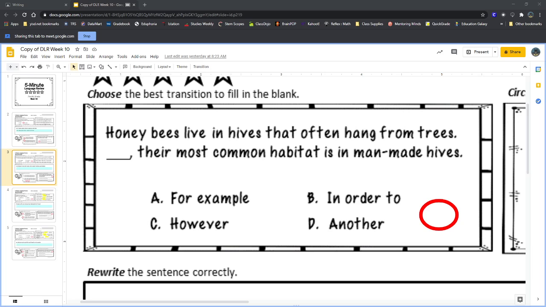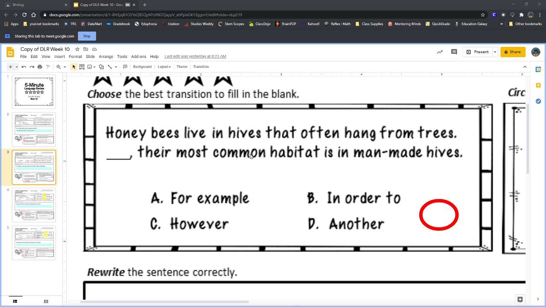Who can tell me what answer choice you think is the correct one? Violet, what do you think? Sam. Okay, let's see. Honeybees live in hives that often hang from trees. For example, their most common habitat is in man-made hives. I think you've got a good answer choice there.